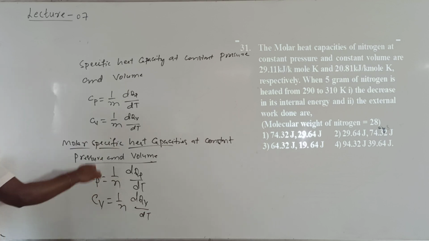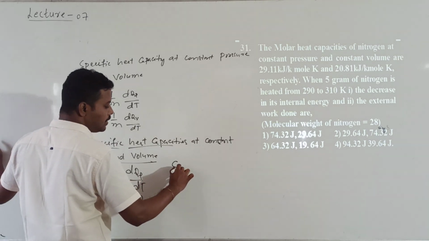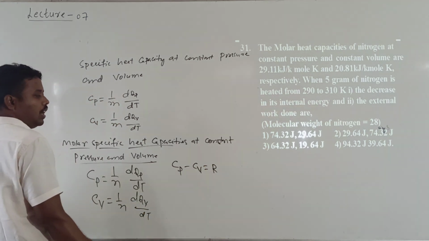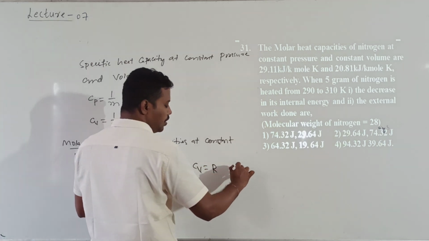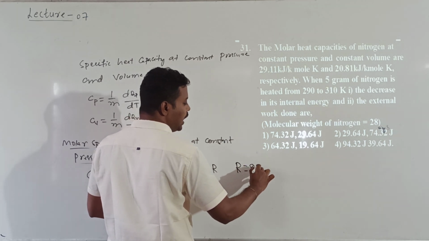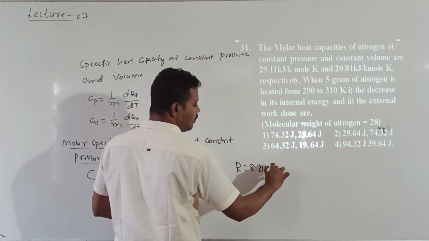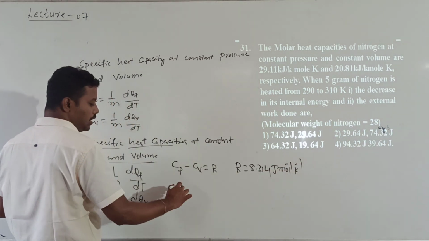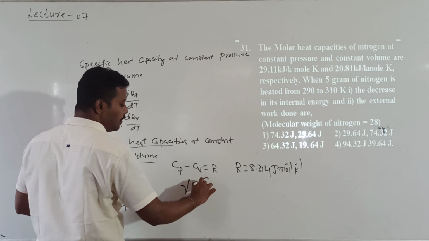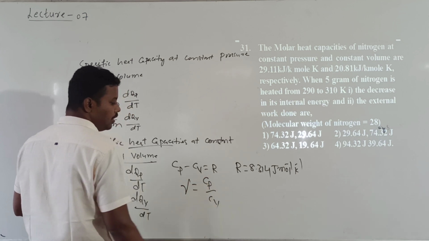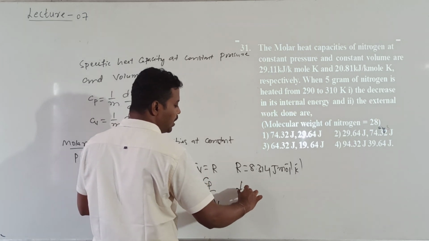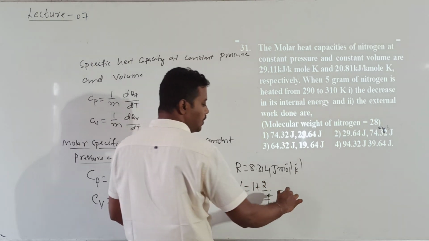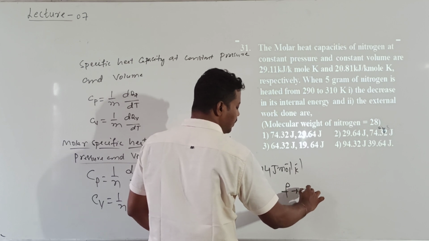And what is the relation between Cp and Cv? Mayer's relation: capital Cp minus capital Cv is equal to R, where R is the universal gas constant, 8.314 joule per mole per Kelvin. And the ratio of specific heats, gamma, is Cp by Cv. The formula to calculate gamma is 1 plus 2 by f, where f is the number of degrees of freedom.